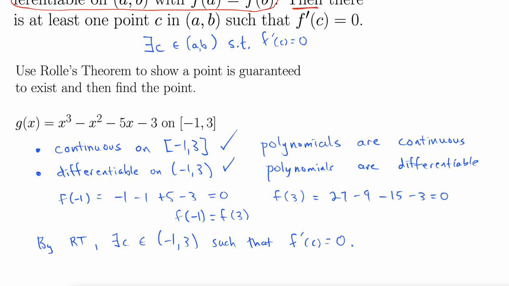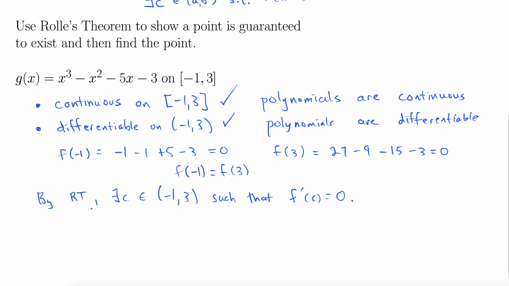Now this is where Rolle's theorem stops. The exercise asks us to find a point, but we might not even be able to find such a point. In this case we can, but it's kind of misleading because oftentimes we wouldn't be able to find the point. Okay, so let's go ahead and find that point.